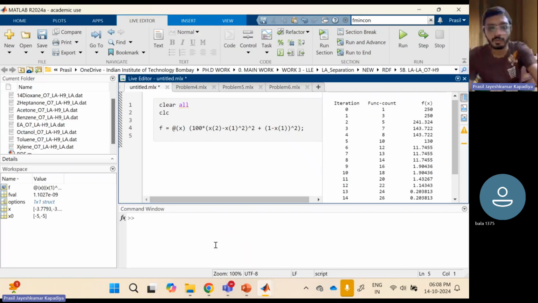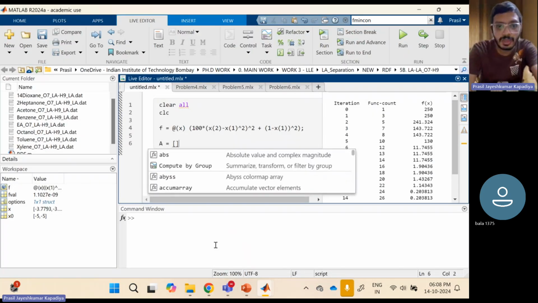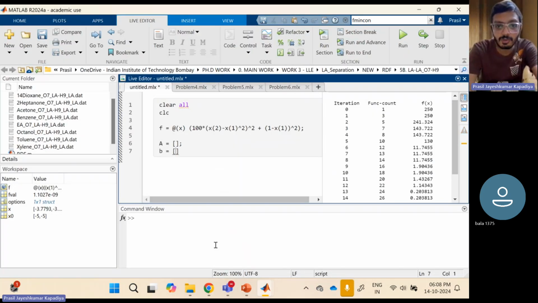Okay, so let's try to write it down in MATLAB. So we don't have, first of all, A. So A is null matrix. Then B also we don't have. B is also null matrix. Then AEQ term is also not there. So that is also a null matrix. And BEQ term is also not there. So that is also a null matrix.